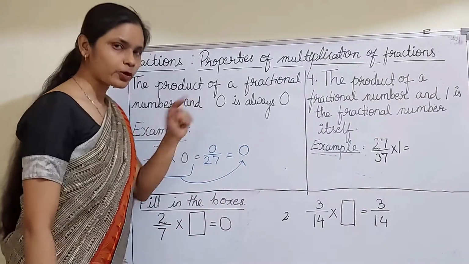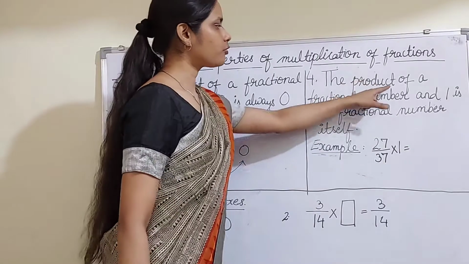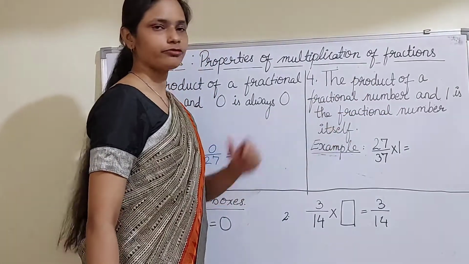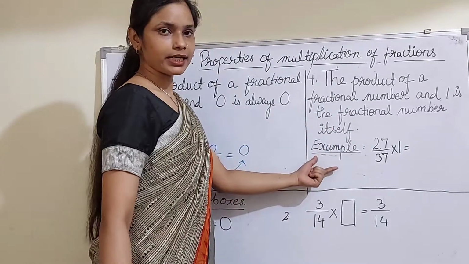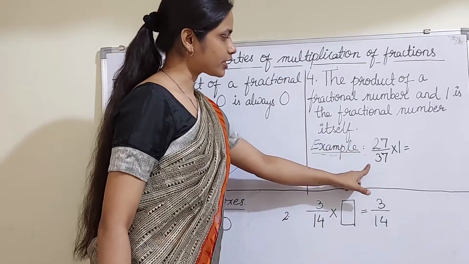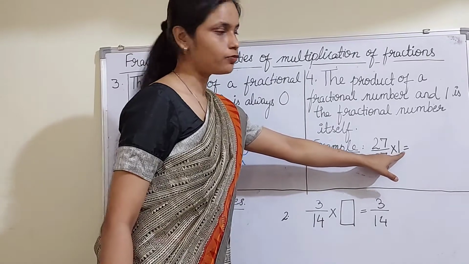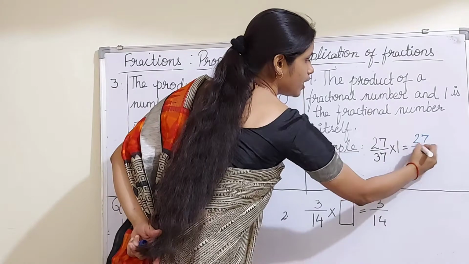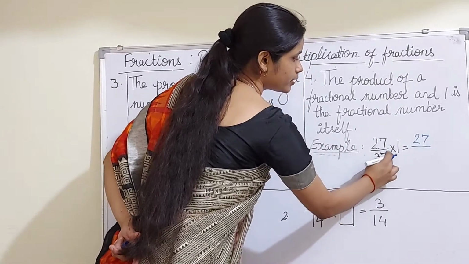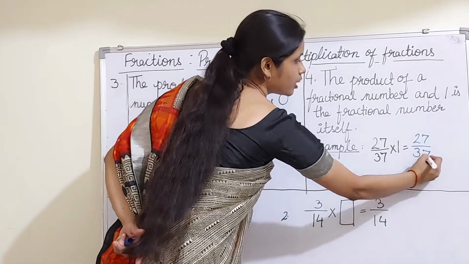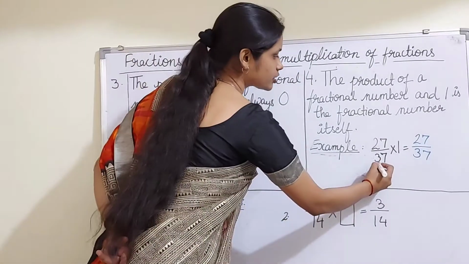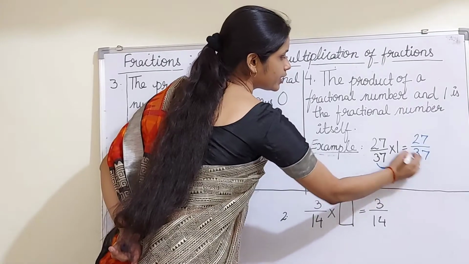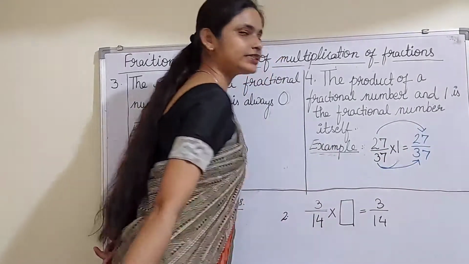Okay. The next property says the product of a fractional number and 1 is the fractional number itself. Let us understand this through an example. This is a fraction number. When it is multiplied by 1, what are we going to get? 27 into 1 is 27. And in the denominator again we have 37 into 1 is 37. So this says that a fraction number when multiplied by 1 will give the fraction number itself. The fraction number will be as it is.